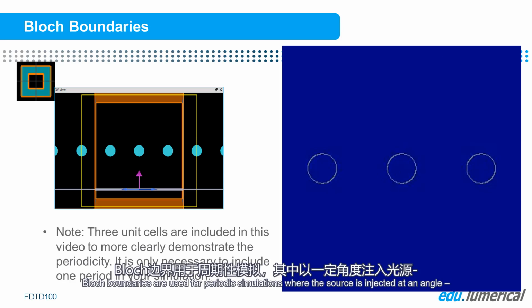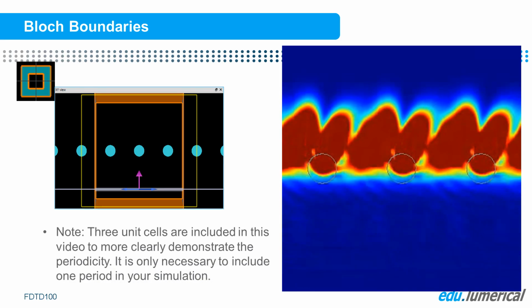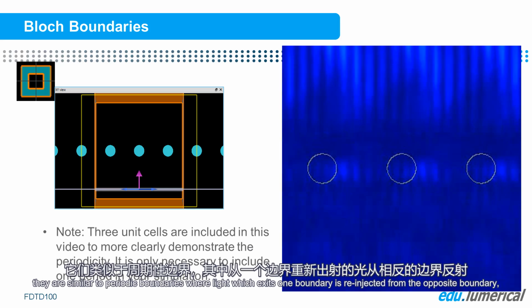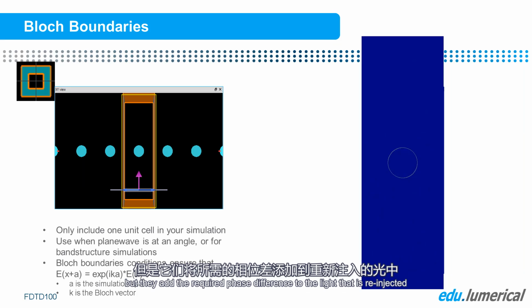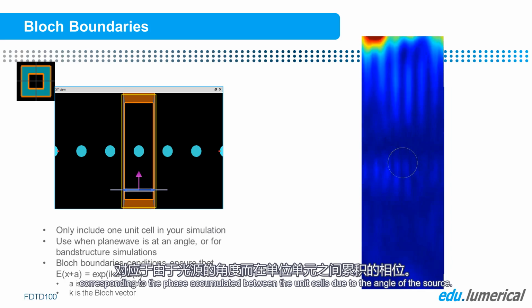Bloch boundaries are used for periodic simulations where the source is injected at an angle. They are similar to periodic boundaries, where the light which exits one boundary is reinjected from the opposite boundary, but they add the required phase difference to the light that is reinjected, corresponding to the phase accumulated between the unit cells due to the angle of the source.